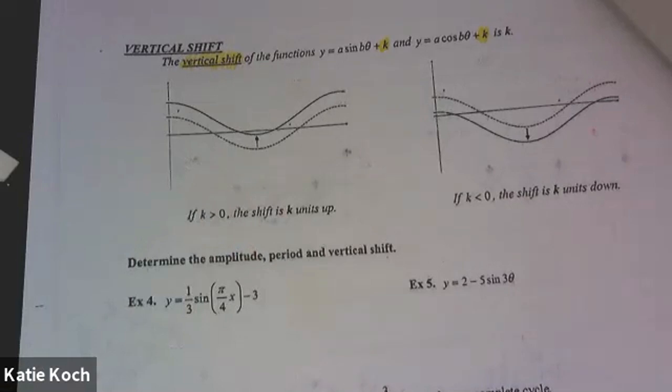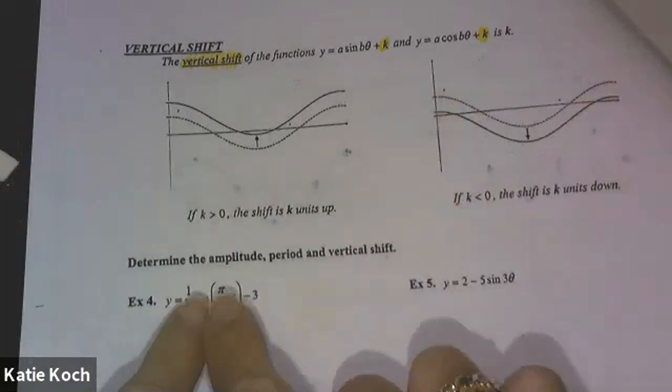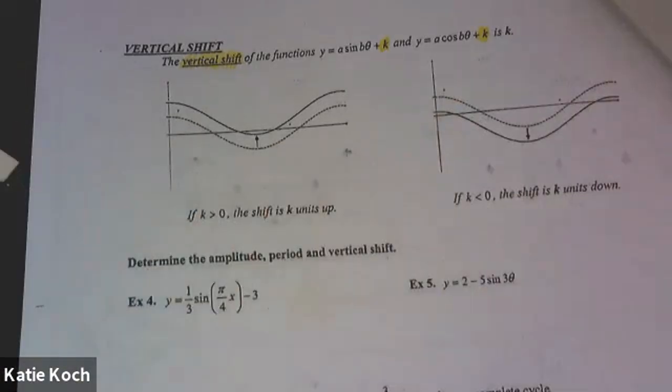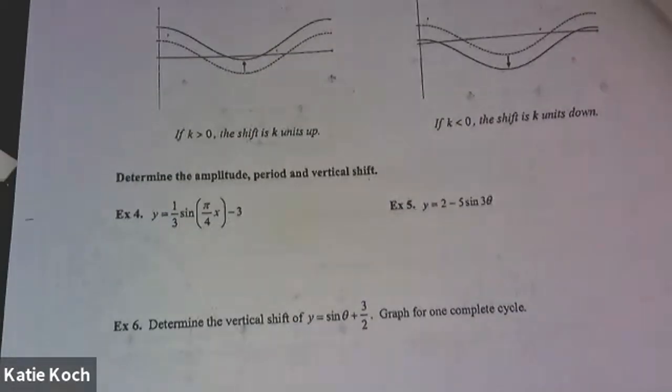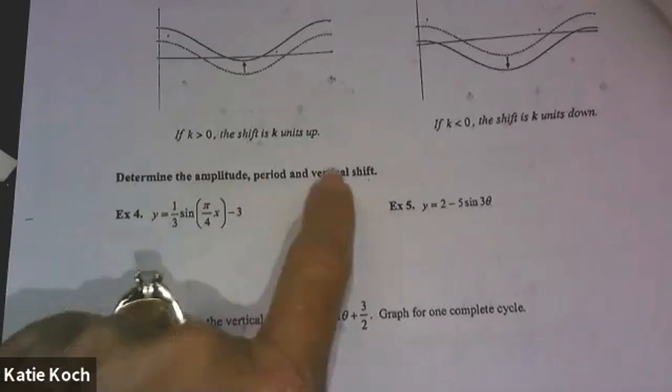Unlike H, oh man, H gets its own day because H is the toughest. H in the parentheses moves things left and right. So we don't even want to talk about that right now. H gets its own day. All right, so we've got three things to talk about now: an amplitude, a period, and a vertical shift.